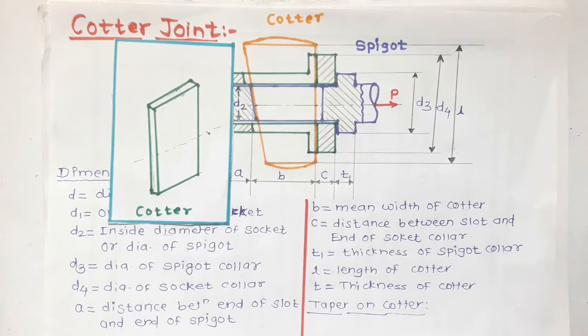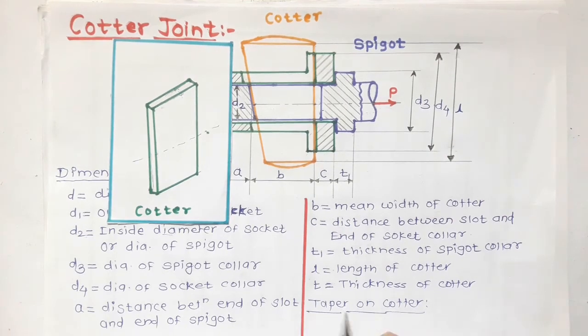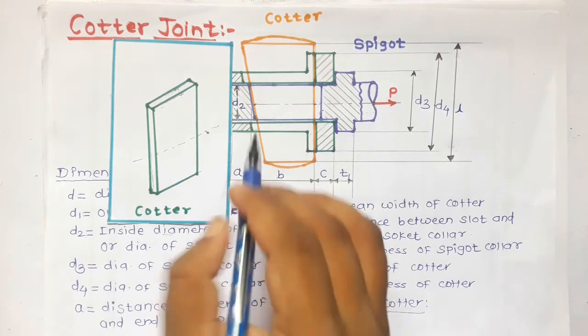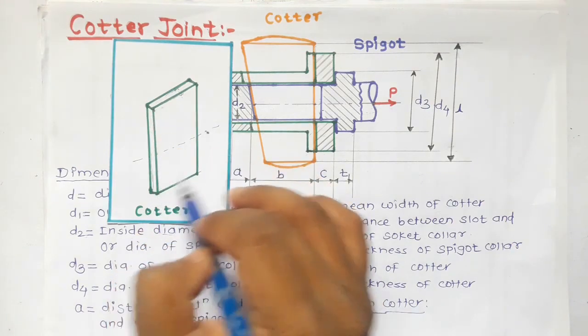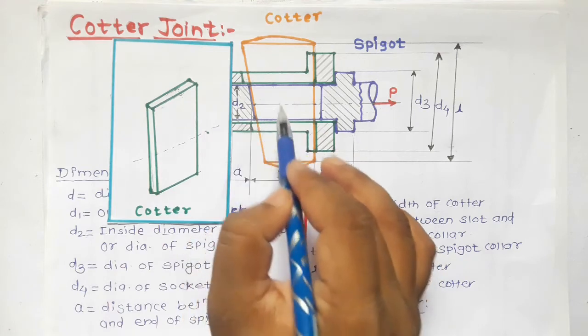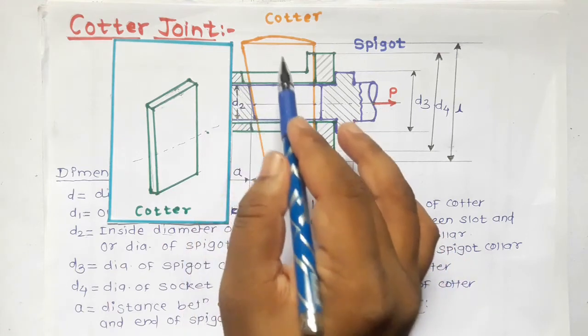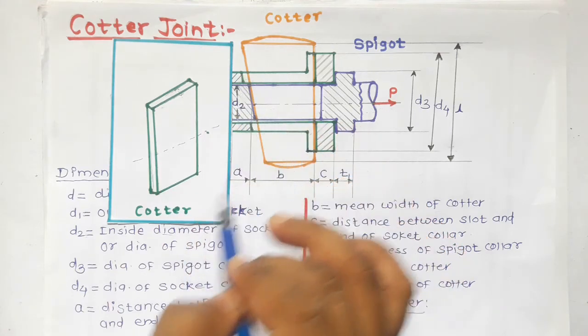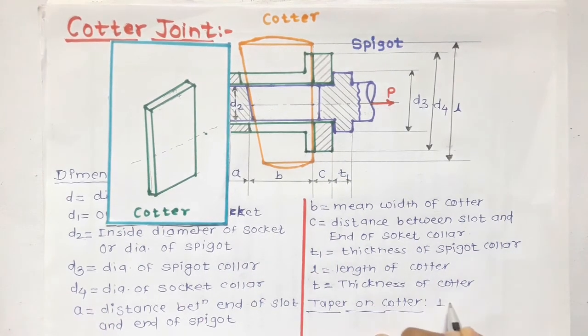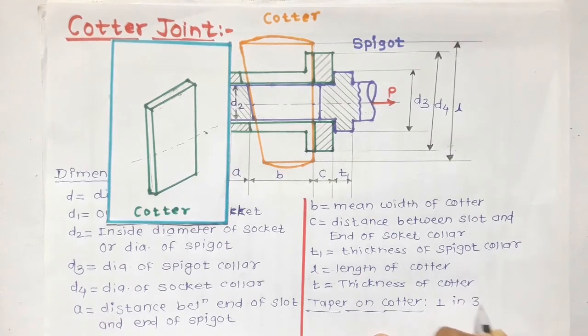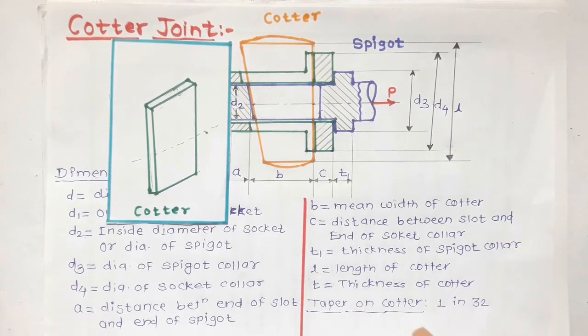Now the last part related to dimensions is the taper on quarter. As I said, one side of this quarter is straight and the other side has a taper, so that we can fit this quarter properly in this quarter joint and assembly and disassembly become easier. The taper on quarter is provided of magnitude 1 in 32. Generally the taper on quarter is provided of this magnitude, that is 1 in 32.